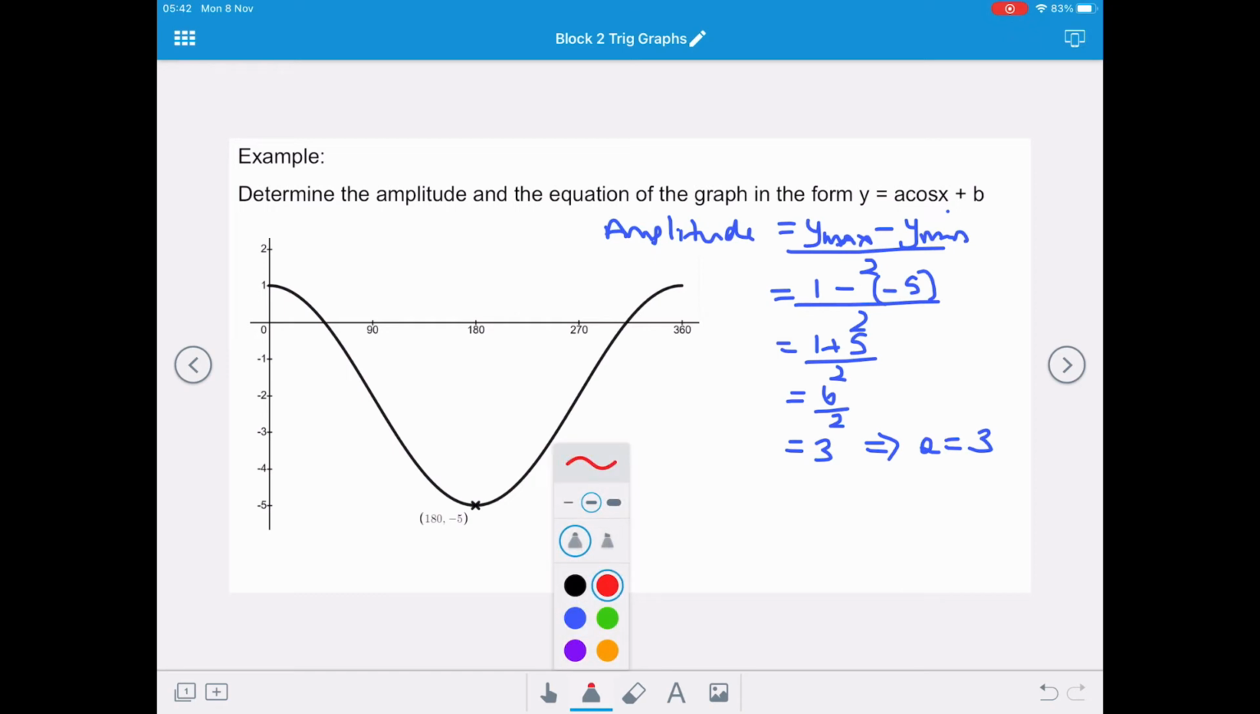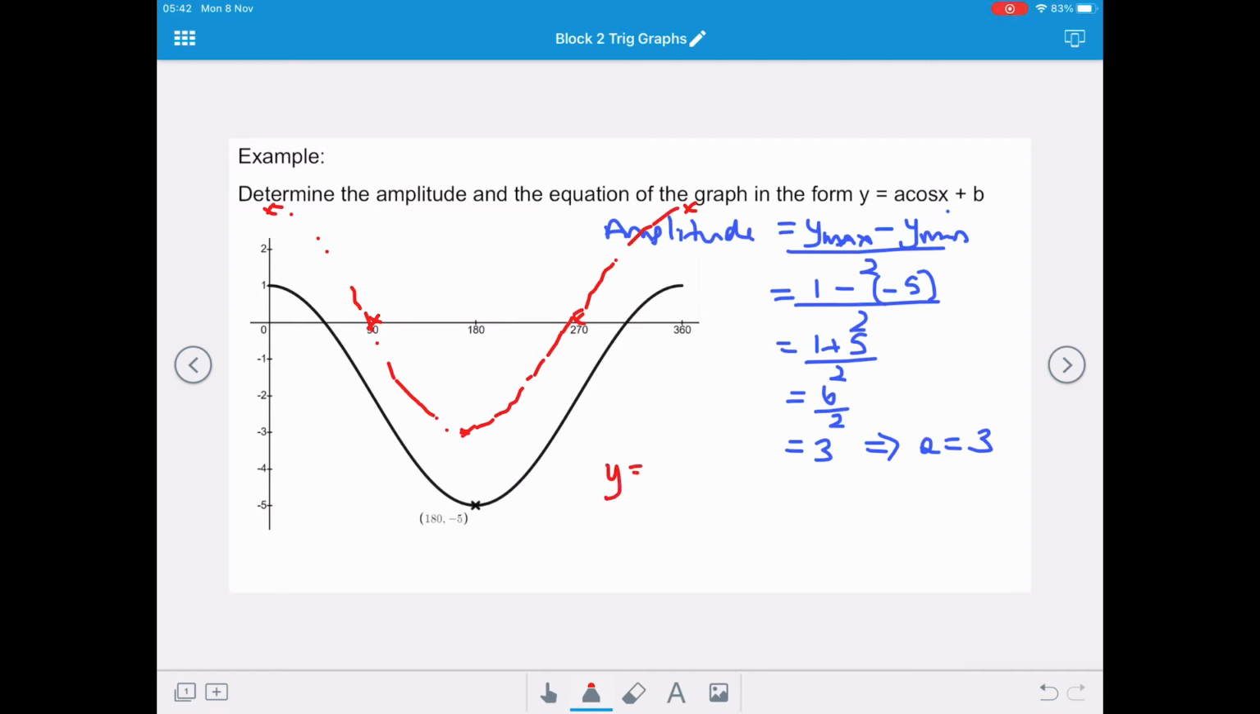Now let's consider what our y equals 3 cos x curve would look like. So we're going to need to extend our y-axis so that we can fit in our start point of 0, 3, and then we would have a 90, 0, a 180, -3, a 270, 0, and a 360, 3. So you can see that if we sketch this in, our curve y equals a cos x plus b has shifted vertically down, and we can consider the key points in order to determine what that shift is. So let's consider our maximum 0, 3 and our minimum value 180, negative 3.